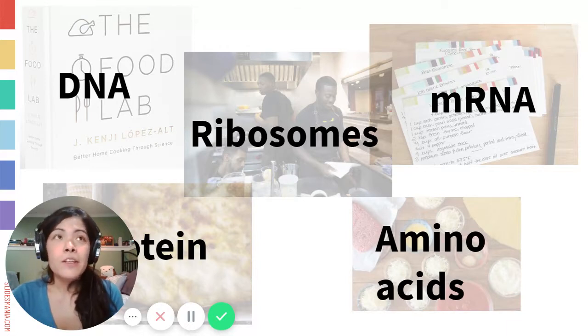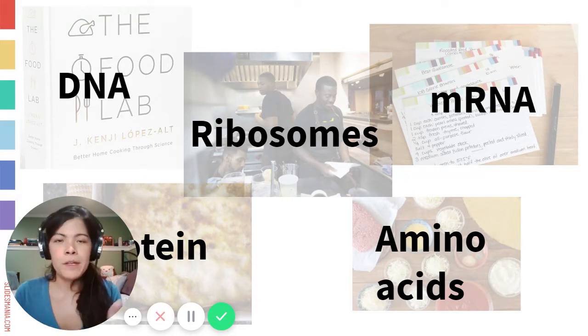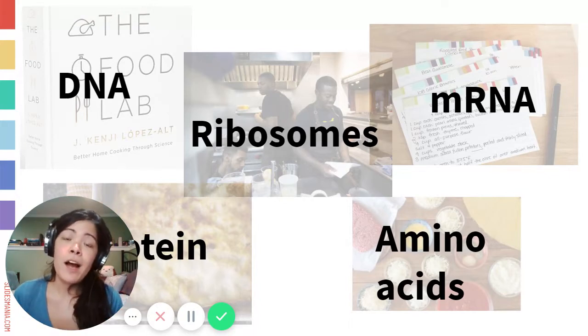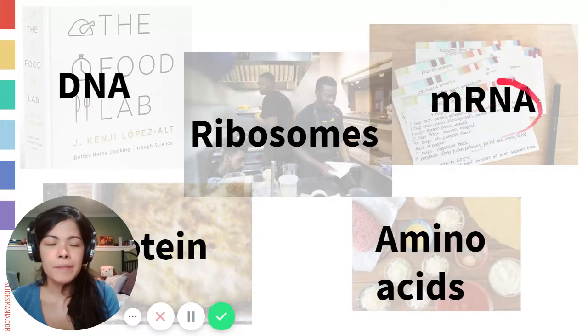But in eukaryotic cells, at least, this master set of instructions is too valuable to just be shipping around and bringing into the kitchen, as it were. So instead, we make copies of the DNA. We're making copies of the recipes. And instead of copying it onto an index card, like what we were talking about earlier, our copy is being copied onto a molecule of mRNA.